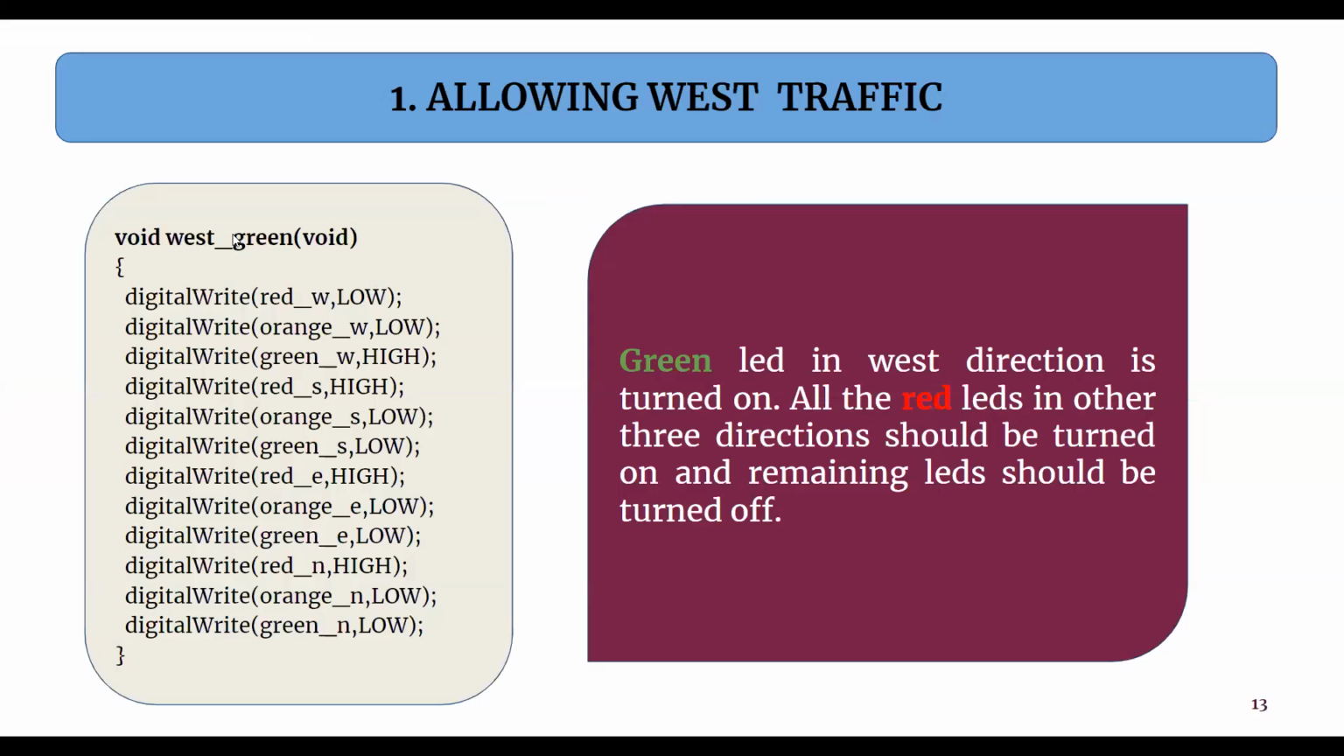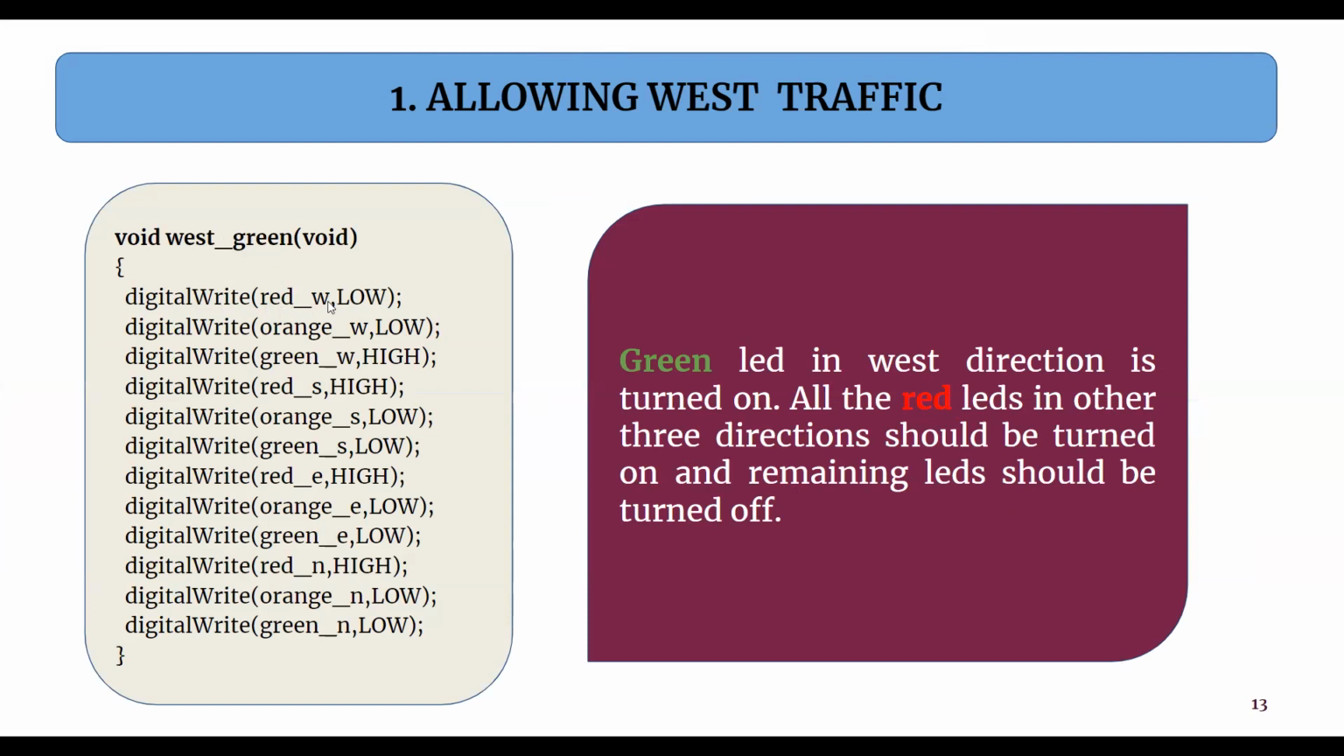So this is the code for west direction. Green means the green bulb in west direction should be glowing and all the other red LEDs in the 3 directions should be turned on, and the remaining LEDs like orange and green in other directions should be turned off. So for that, we have written the code.